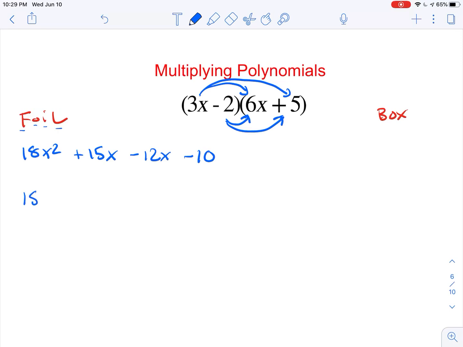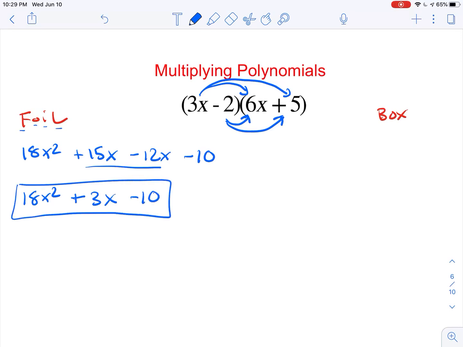Last thing we have to do is make sure it's in standard form, meaning there are no uncombined terms and that our exponents are from highest to lowest. So 18x squared stays, but we have to combine these two like terms to get plus 3x and bring the minus 10 with us. Now, we should get the exact same answer if we set up the box.